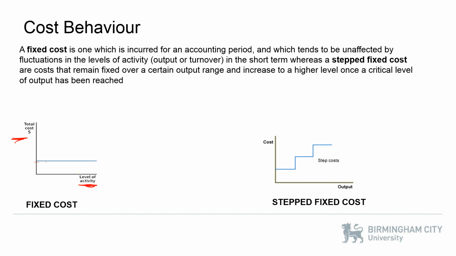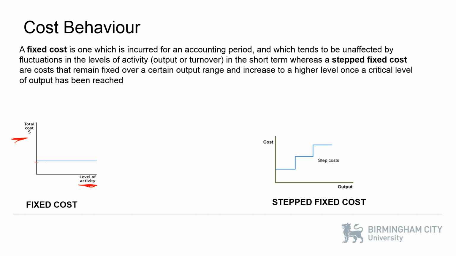Typical examples of a fixed cost are things like the rent on a building. Once you enter into an agreement to rent your building, irrespective of the number of units you produce, your rent is not going to change in that agreed period. Another example can be salaries. So if you've joined a company and you're being paid a salary of 30,000 a year, then irrespective of the hours that you work, your salary will remain at 30,000 for that year. So it's not affected by activity.